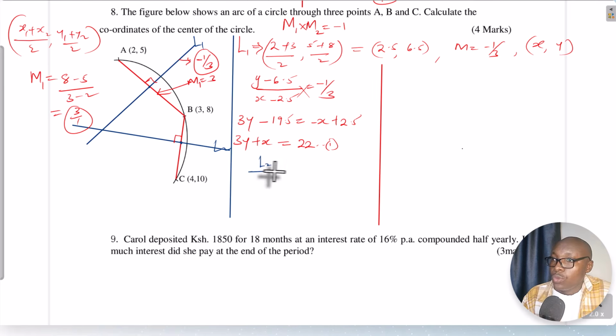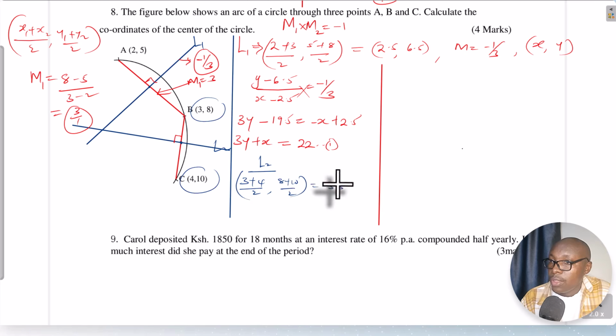Equation of line 2. For line 2, we start by getting the midpoint. We're using (3, 8) and (4, 10) to get the midpoint. 3 plus 4 divided by 2, then 8 plus 10 divided by 2. So the midpoint here will be 7 divided by 2, which is 3.5, and 18 divided by 2, that is 9.